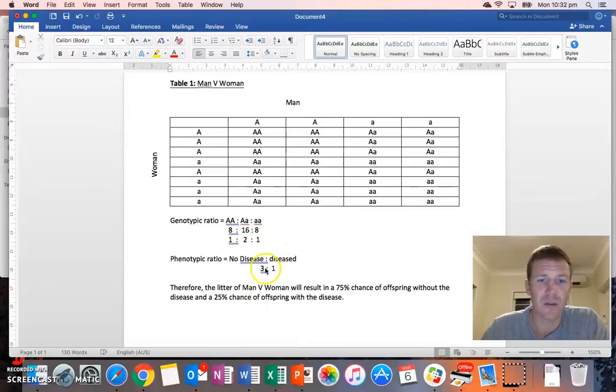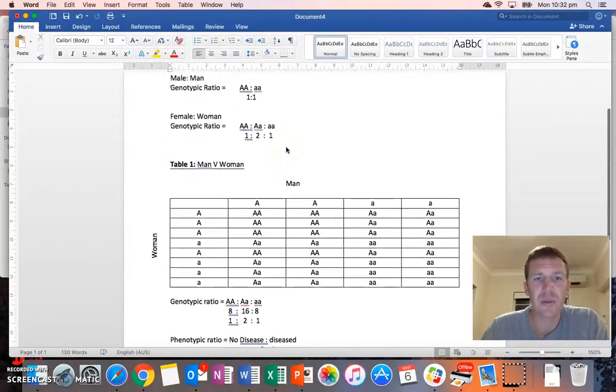How do I do that? 1 divided by 4 times 100. I got the 4 from adding those two together, and then I end up with a 25% chance. Okay, so that's the process I do.